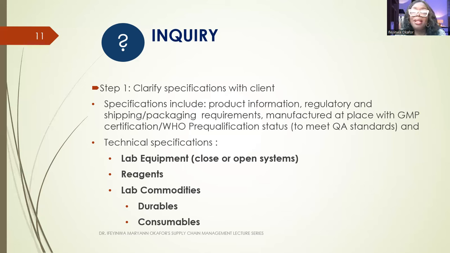Then the reagents, availability of the reagents, very, very important. Because you wouldn't want to procure equipment that you get the reagent today, and in the next 6 months, you won't be able to find the reagent. Then you have to look at laboratory commodities, the durables, and the consumables.